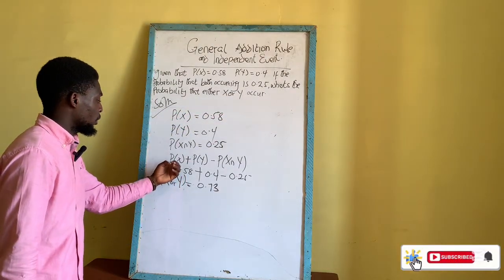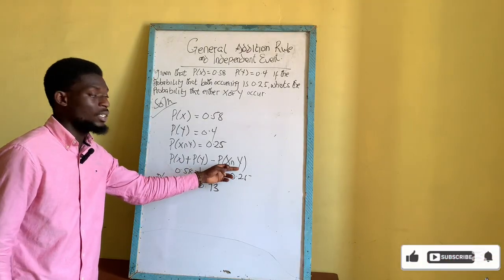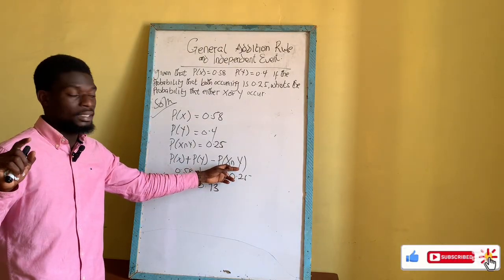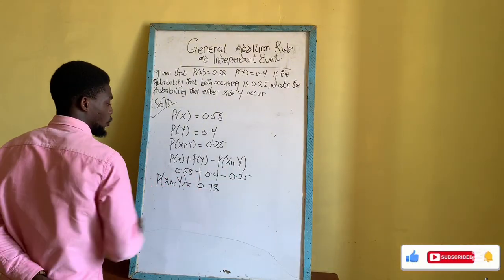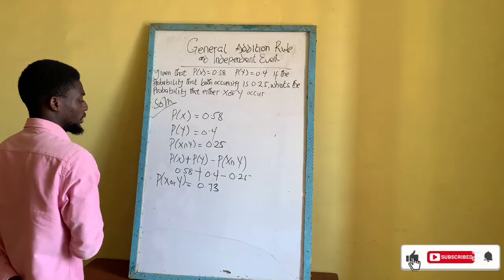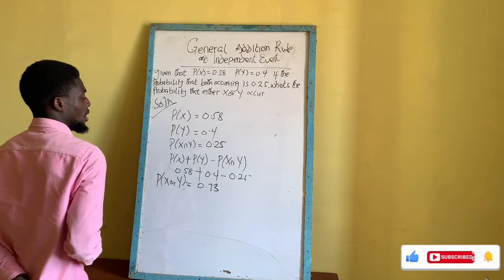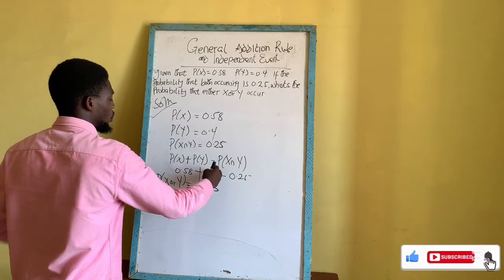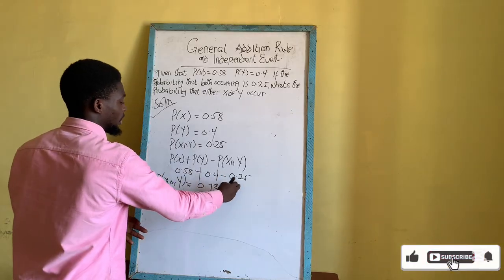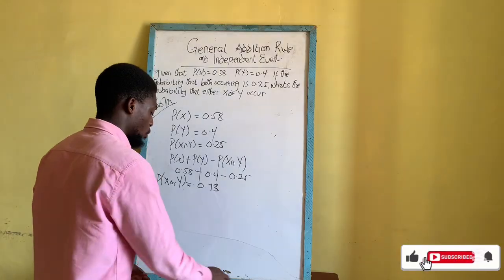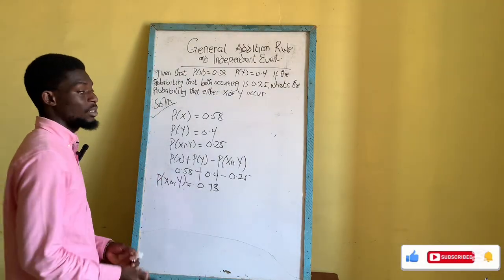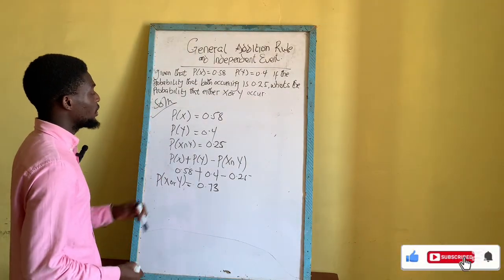So we have the probability of both events occurring, which is X and Y, indicating the multiplication, is 0.25, and the probability of X is 0.58, the probability of Y is 0.4. So we are going to add the two minus the probability of both occurring, which is 0.25. As simple as that. Now let's look at the independent event.